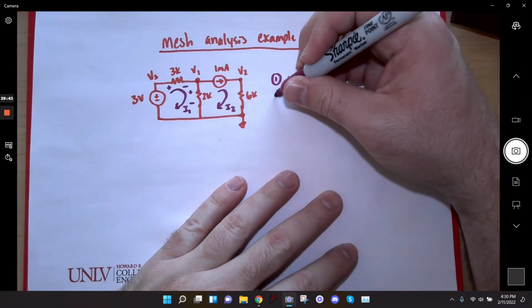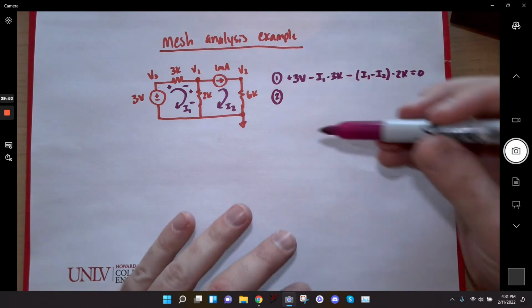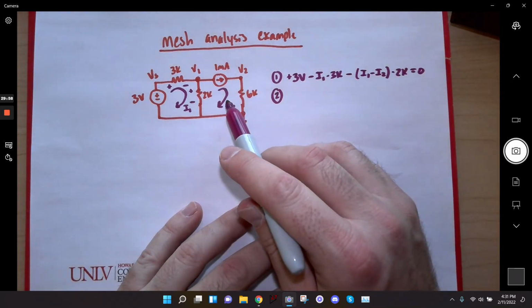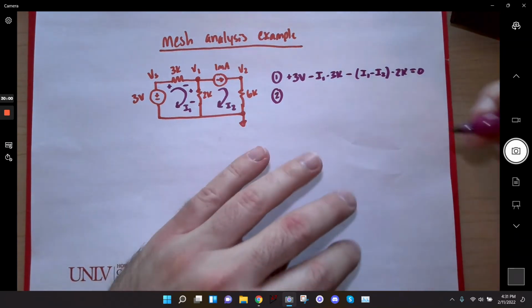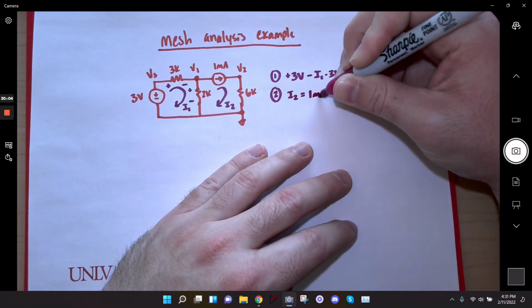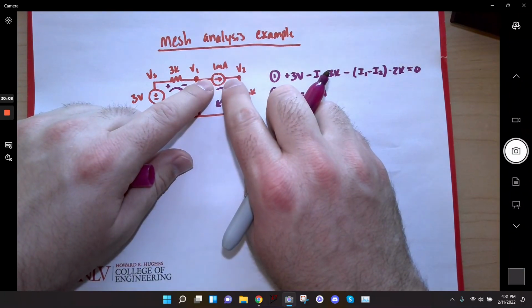Now our second loop consists of a current source, and we haven't seen this yet. But that's great. And why is it great? It's great because I don't even need to write a loop equation for this if there's a current source, because the current source and my I2 are exactly the same. So I can literally say that I2 is equal to 1 milliamp, because the current flowing in this loop is set by this current source.